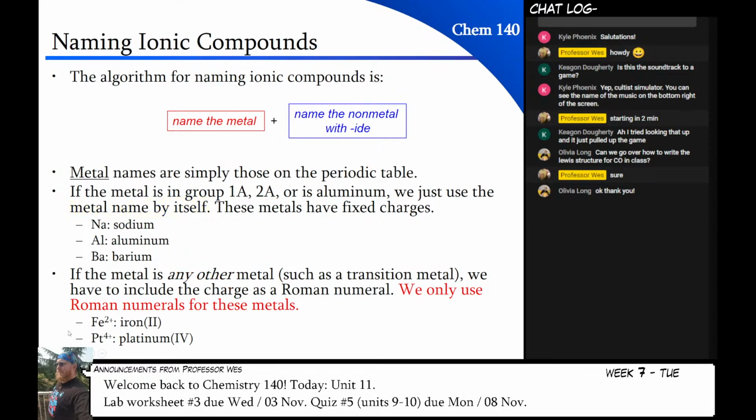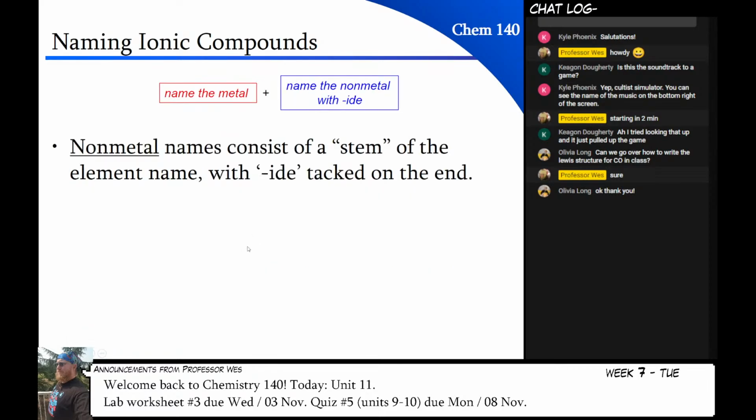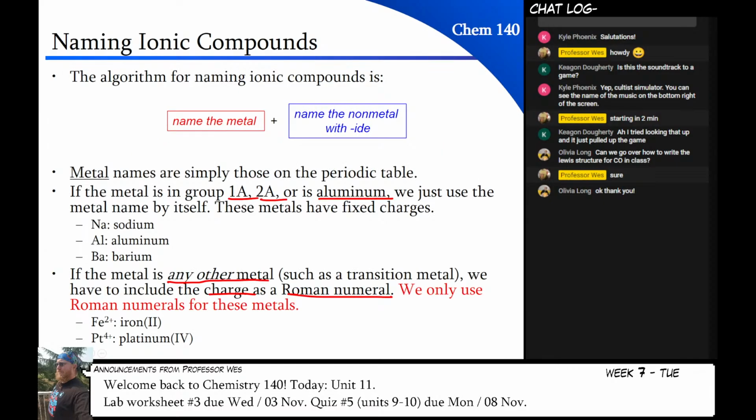So to lump all of that together, here's what we do. If you are not looking at one of these elements, group 1A, group 2A, or aluminum, so any other metal, then what you need to do is indicate the charge as a Roman numeral. And the way that that works is the following. If I were to give you an ion such as chromium with a 3+, and I said, what's the name of this? You would call this chromium by typing out its name, and then putting a parentheses, and writing the Roman numeral 3. Close parentheses.